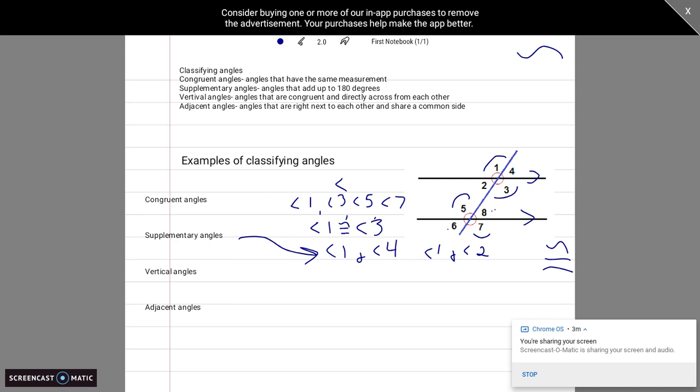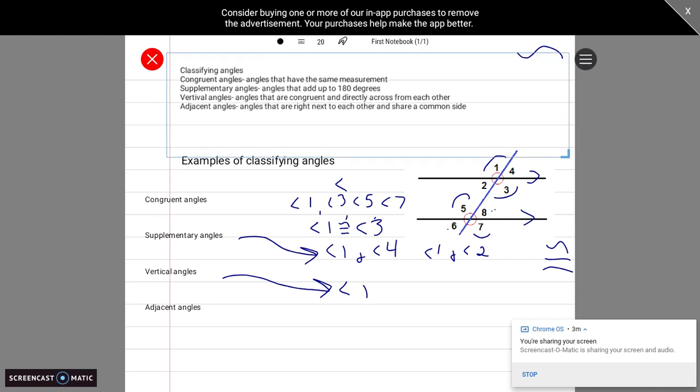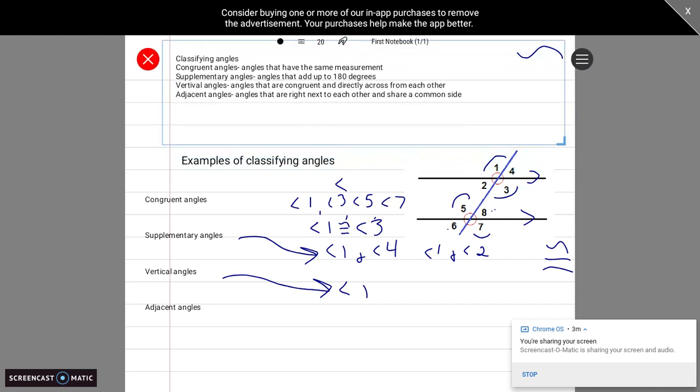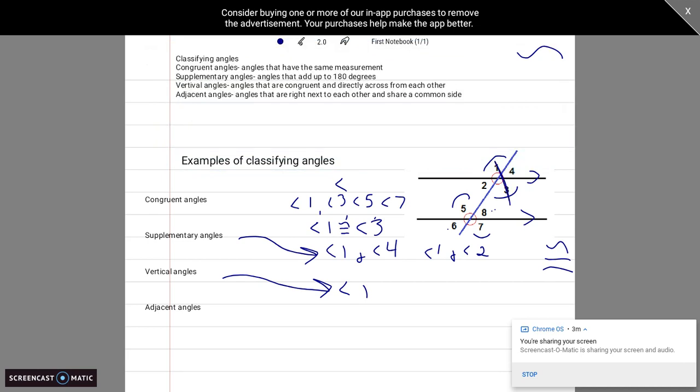Vertical angles. These are angles that are going to be congruent, and they're directly across from each other. I'm going to, again, go over here and start with angle 1. If I were to draw a line right through angle 1, I would hit angle 3. So that is its vertical angle. I could also say another pair of vertical angles is 2 and 4. I could also say 5 and 7, and 6 and 8.